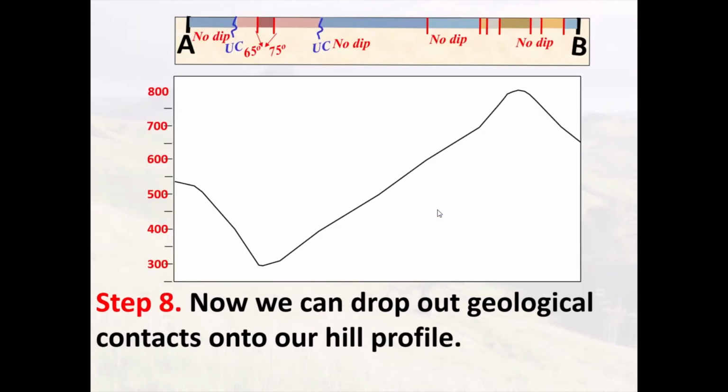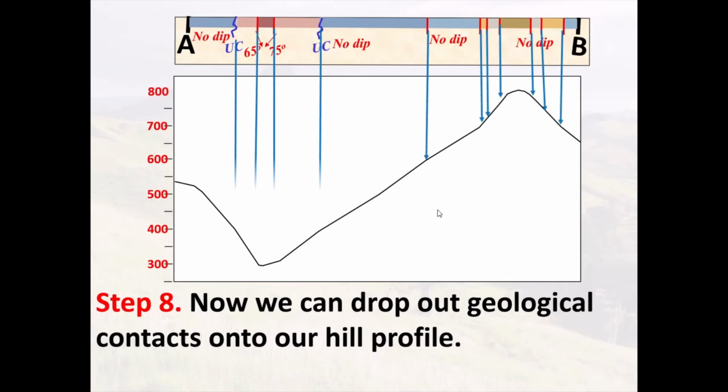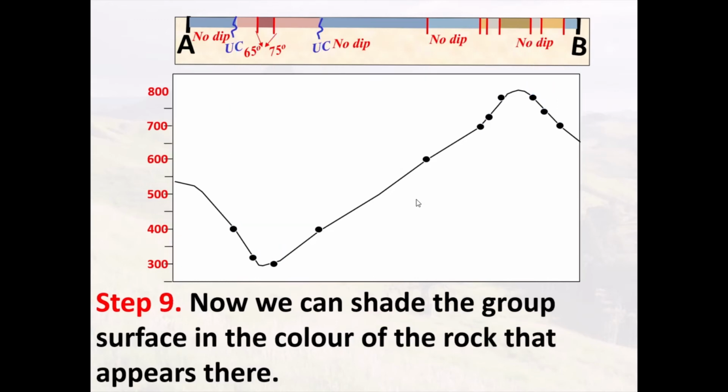Okay, now what I can do is take my cross-section strip and move my contacts from the cross-section strip to show where they'd hit the hill profile in the appropriate places. And I can transfer the rock types from my cross-section strip onto that hill profile just as a thin veneer on the surface, just to show what rock types are going to be there if I were to walk across this hill profile. What rock types would be on the surface.